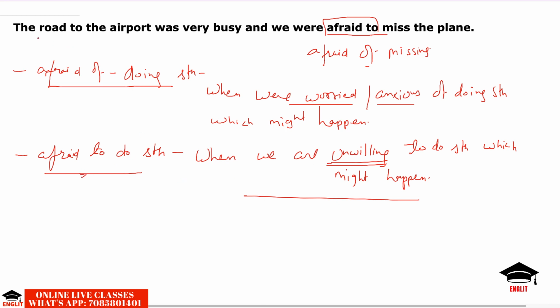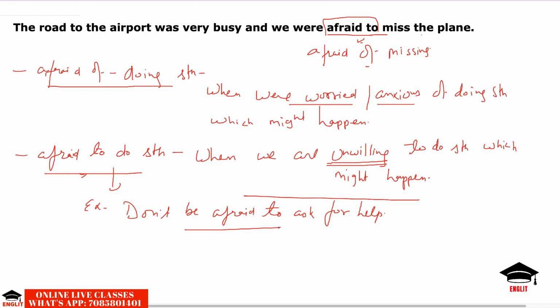Here in this sentence, the road to the airport was very busy. So we were anxious of missing the plane rather than we were unwilling to miss the plane. We were anxious, we were worried about missing the plane. Afraid to do something, एग्जाम्पल ले लेते हैं. डोंट बी afraid to ask for help.